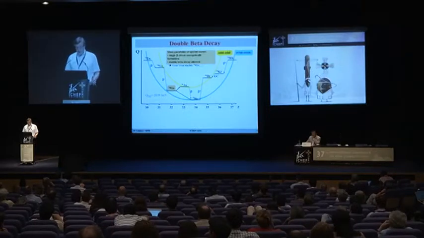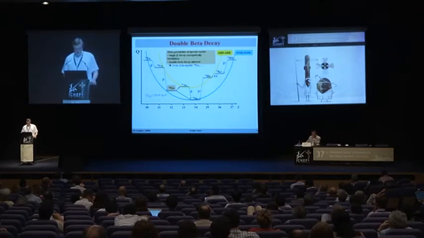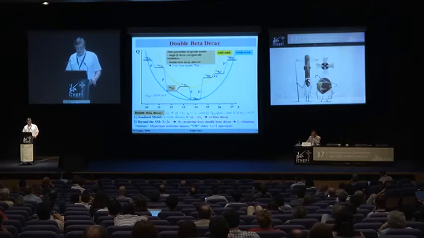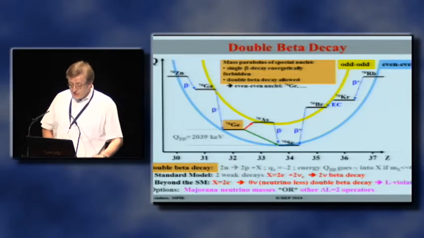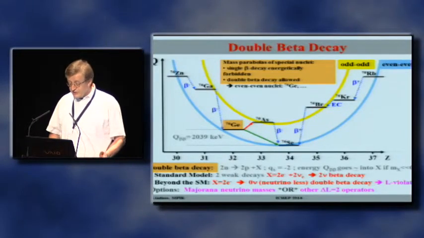So the only way for germanium 76 to decay is to make two jumps, to jump over the barrier, and then to release this energy Q beta beta, which is 2039 keV for germanium. So double beta decay has the following. These two neutrons become two protons plus some state X. The charge of the state X is minus 2, and the energy Q beta beta goes into the state X if the mass of the state X is much less than a GeV. We can have this in the standard model.